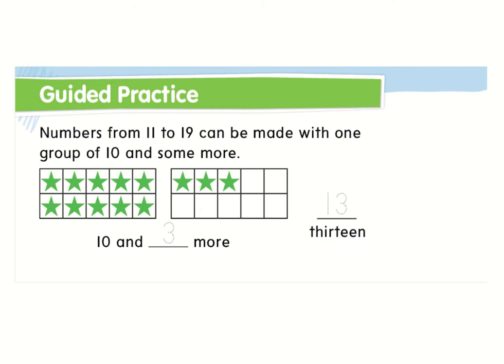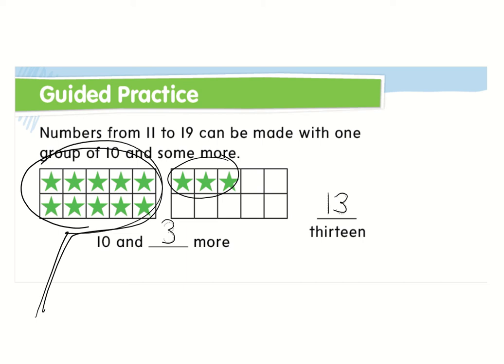So, the numbers from 11 to 19 can be made with one group of 10 and some more, or how we just showed in different ways of doing it. So, let's say we're doing the number 13. We've got one group of 10, and we're adding just 3 more. That makes the number 13. So through these numbers here, boys and girls, all we have to do is take a look at the number 10, because we're building a 10, and we're adding just some more on the right side.